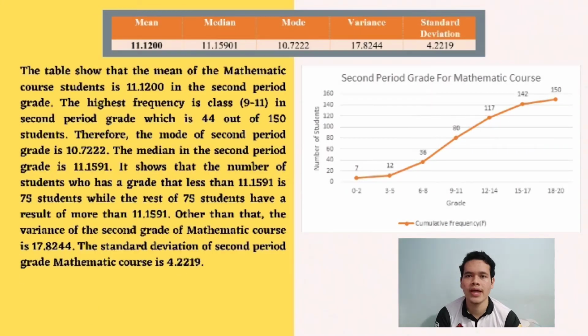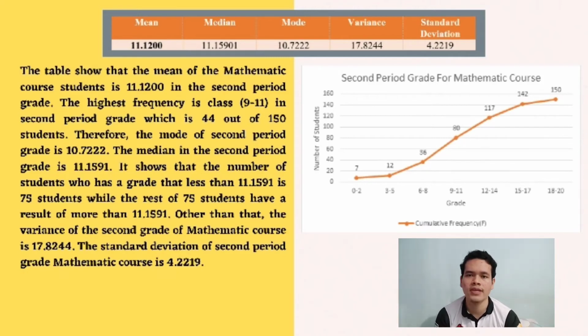The table shows that the mean of the mathematics course students is 11.1200 in the second period grade. The highest frequency is class 9 to 11 in the second period grade, which is 44 out of 150 students.